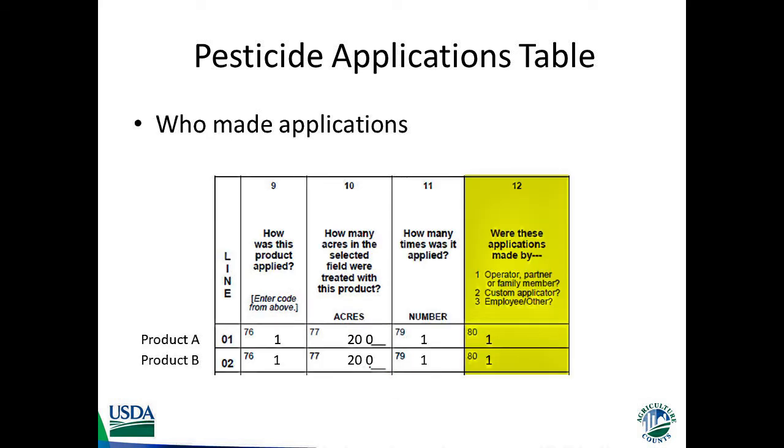In column 12, we want to record who made these applications. If it was the operator, partner, or family member, we can code this with a 1. If it was a custom applicator, somebody who was hired as an outside company to do the application for the farm, you would put a code 2. If there's an employee or somebody else who was hired to apply the chemicals, you would put a 3.